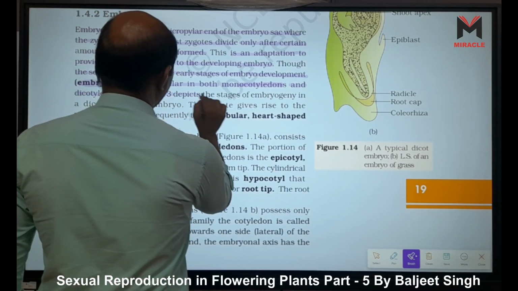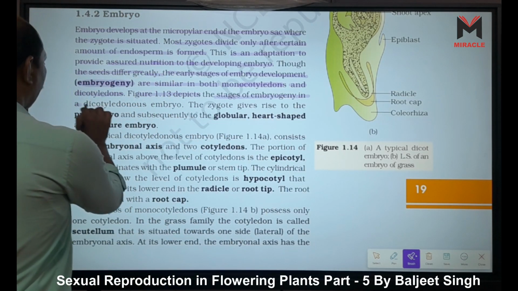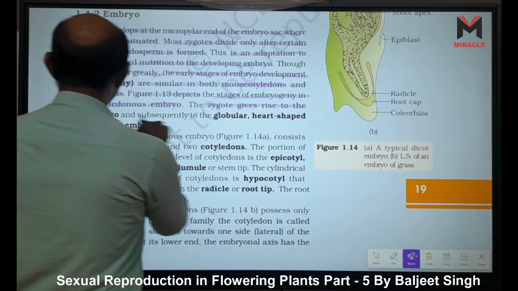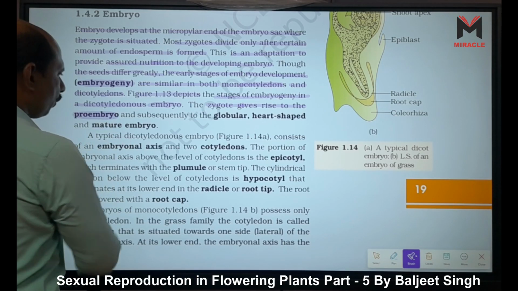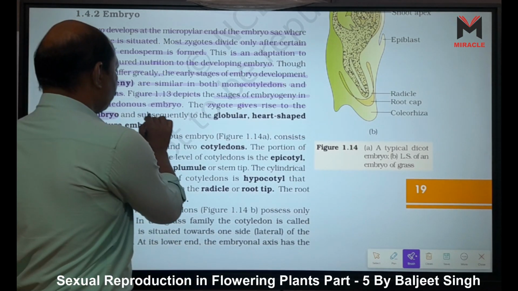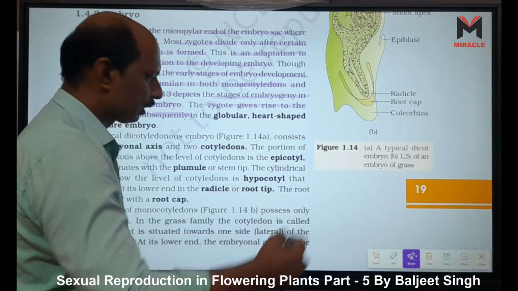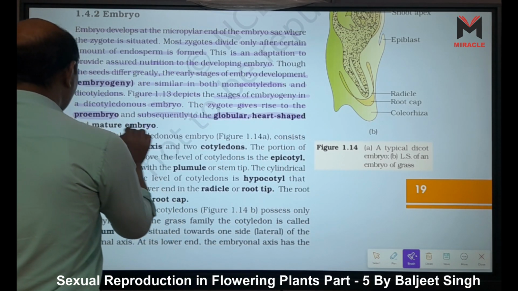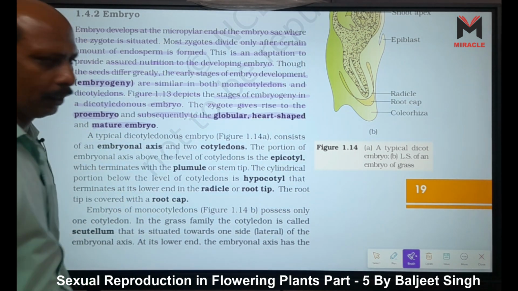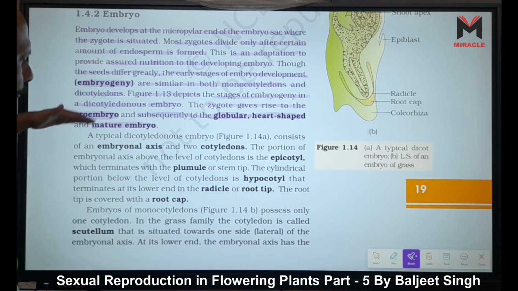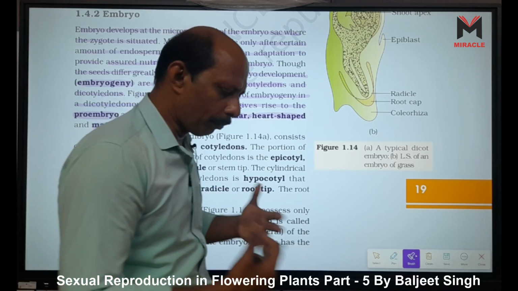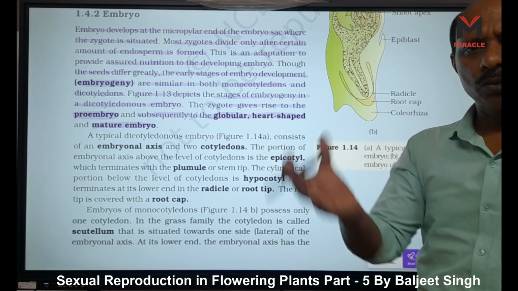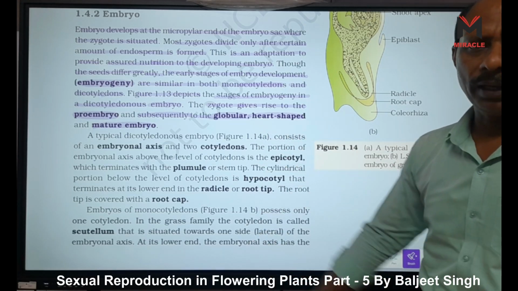The figure given here shows the stages of embryogeny in a dicotyledonous embryo. The zygote gives rise to a proembryo first. Proembryo is formed, subsequently, that means in sequence, step by step, into the globular, then heart shaped, and then a mature embryo is formed. This is the sequence: proembryo, globular embryo, heart shaped embryo, and mature embryo.